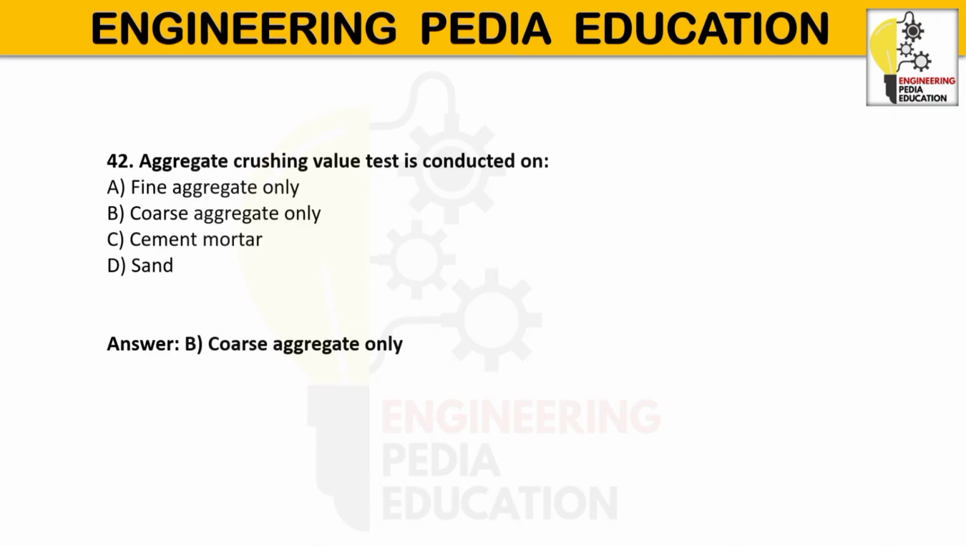What IS code is used for this aggregate crushing value test? So the IS code used for this crushing value test is IS 2386 part 4.